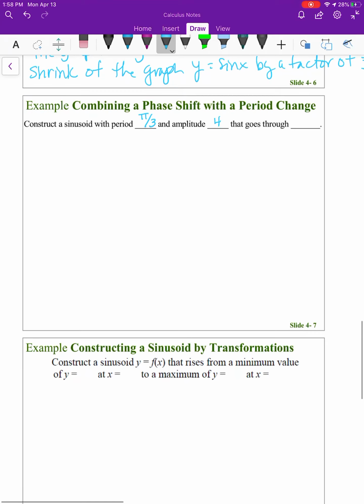Construct a sinusoid with period pi/3 and amplitude 4 that goes through the point 2, 0. So the first thing we need to deal with is our period. And if we know the period, we need to find out, because we're trying to construct a sinusoid, we need to know what the period coefficient is. So the first thing I'm going to do is find the period coefficient.